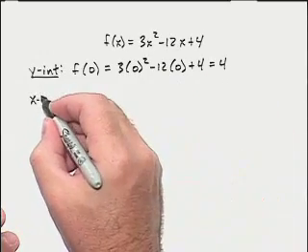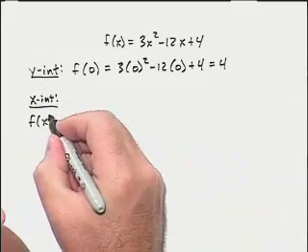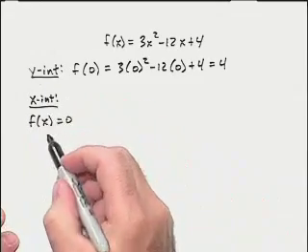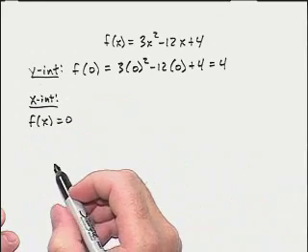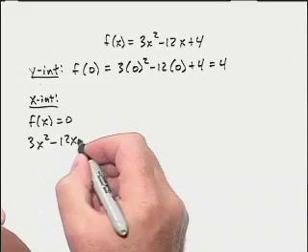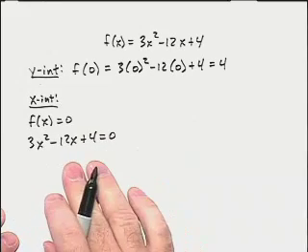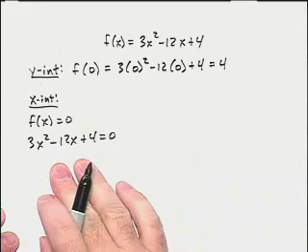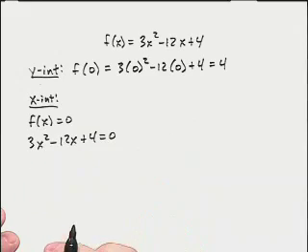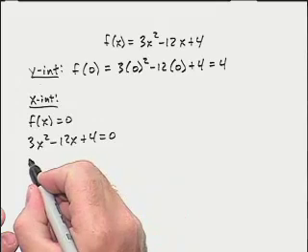To find the x-intercepts, we're solving f of x equals 0. Remember that x-intercepts are the same as zeros for our function. That means we need 3x squared minus 12x plus 4 equal to 0. This is a quadratic equation. You could try to solve this by factoring, but factoring won't help us in this case since this does not factor nicely. So we're going to rely on our quadratic formula.